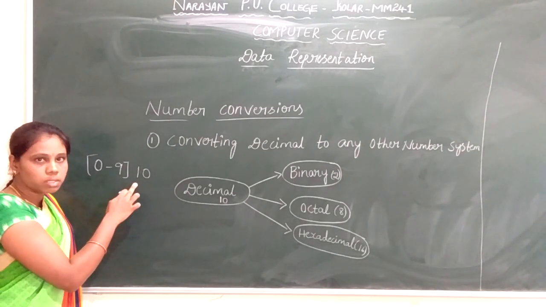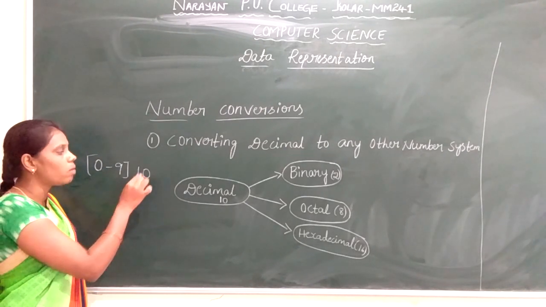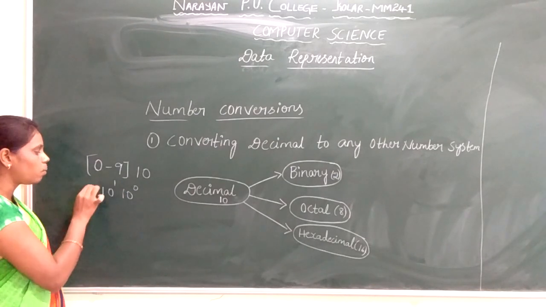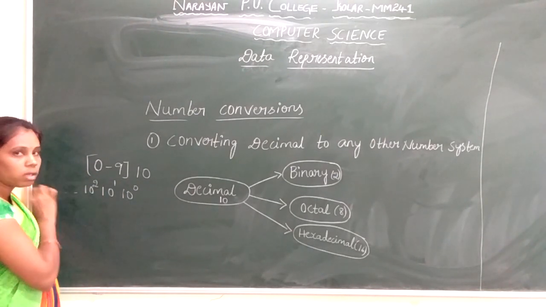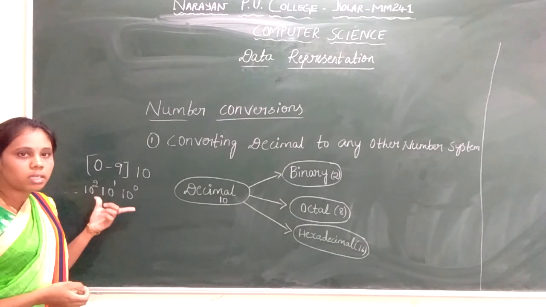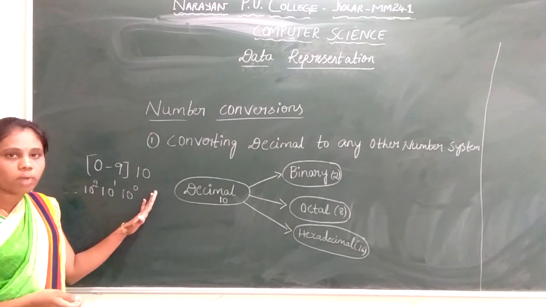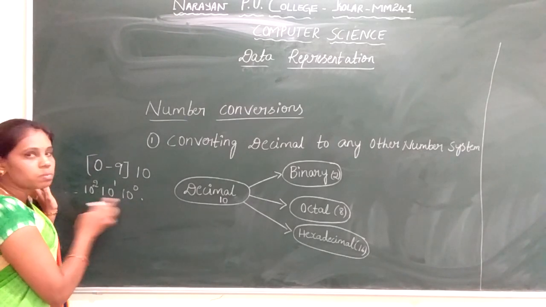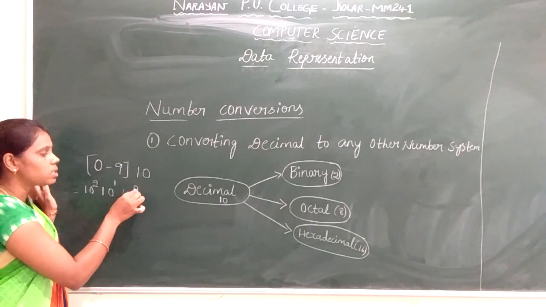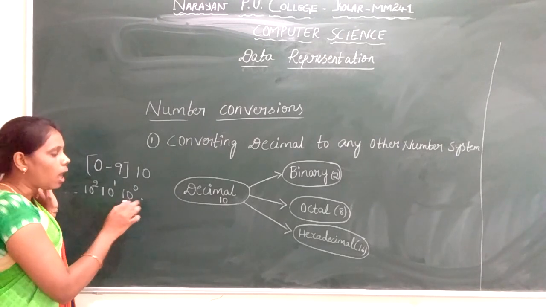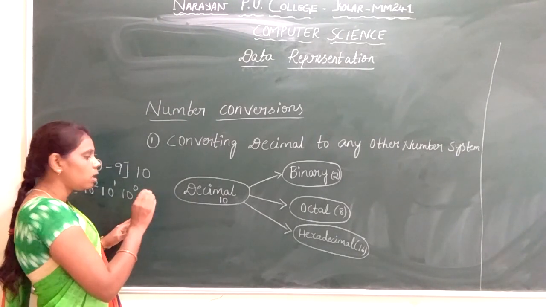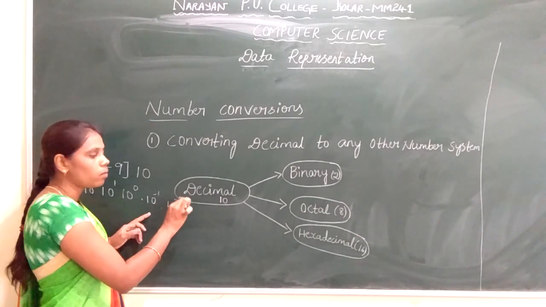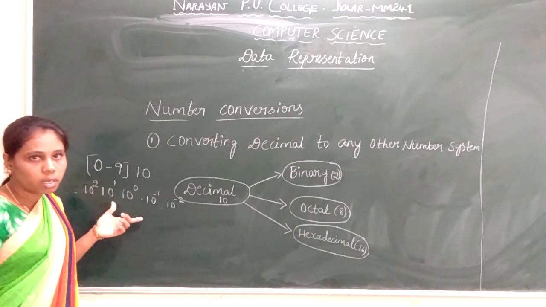In this decimal number system the weights are expressed as powers of 10, that is 10 power 0, 10 power 1, 10 power 2 and so on. When we are representing these weights, if the decimal point is present, the digits which come before the decimal point represent the positive powers of 10 and the digits which come after the decimal point represent the negative powers of 10. So this is about your decimal number system.